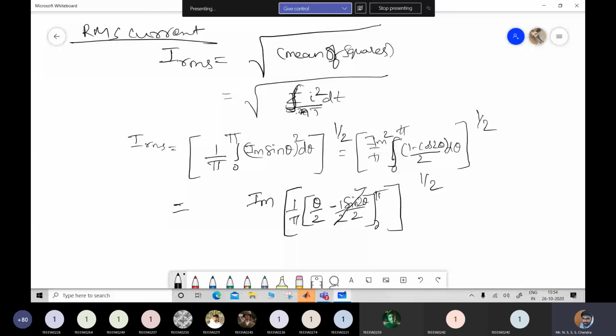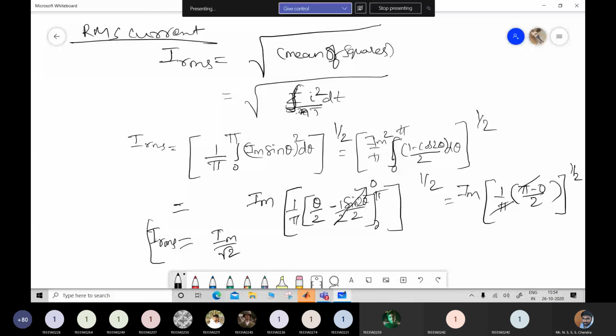So you are left with 1 by pi, and keeping the limits of pi and 0, it will be pi minus 0 by 2, which is pi by 2. Again this pi gets cancelled. So what you are left with is Im by 2 under the root, that is, Im by root 2.